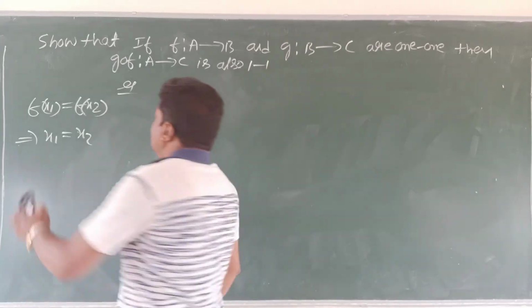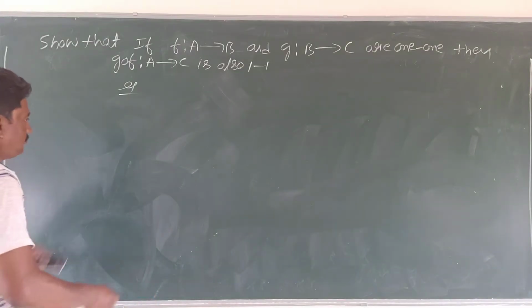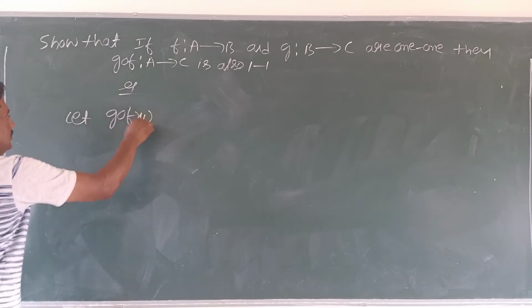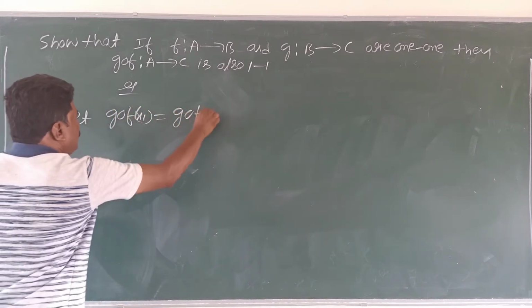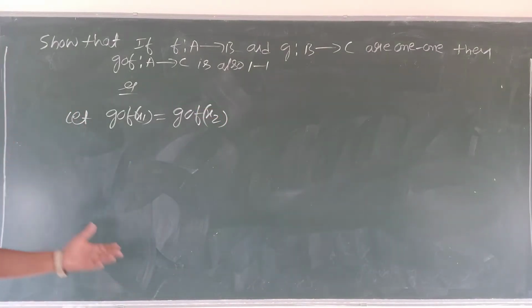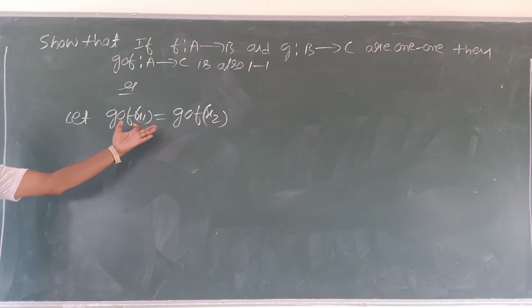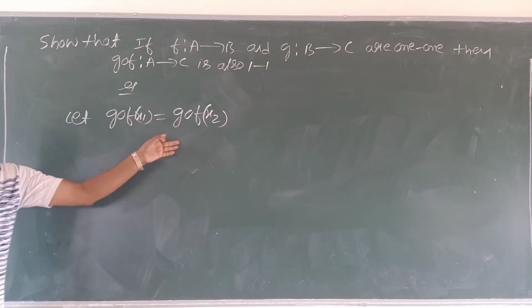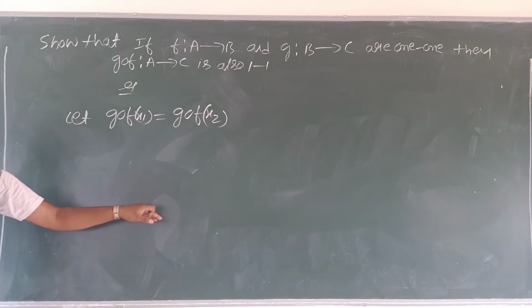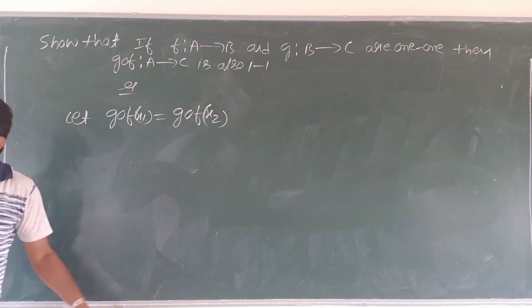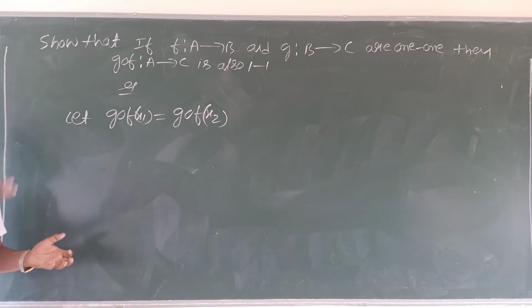Same procedure. So look at these words. Let g∘f(x1) is equal to g∘f(x2). As usual, the procedure is the same. You start with g∘f(x1) is equal to g∘f(x2). Finally, you try to prove x1 is equal to x2. If you prove that, that completes answering this question.